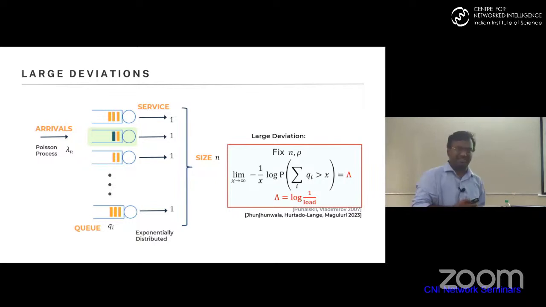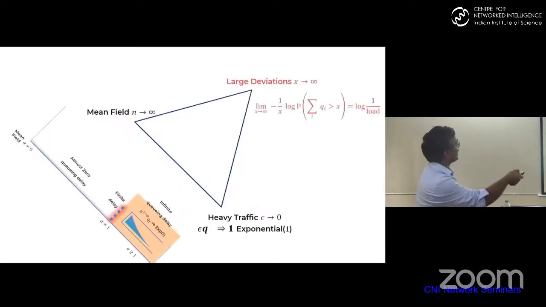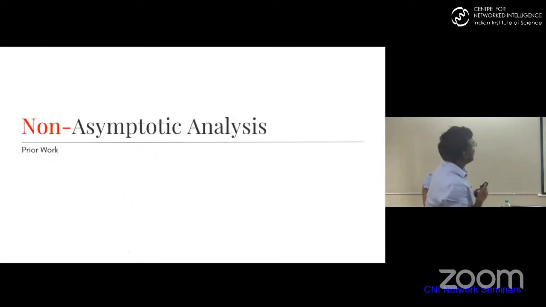Okay, so this is the large deviation. So again, here you get the entire distribution in the limit. Here, n and epsilon are fixed, so you're not looking at the entire distribution. You're looking at the tail, the asymptotic tail. Okay, good. So now let's jump into the non-asymptotic analysis.